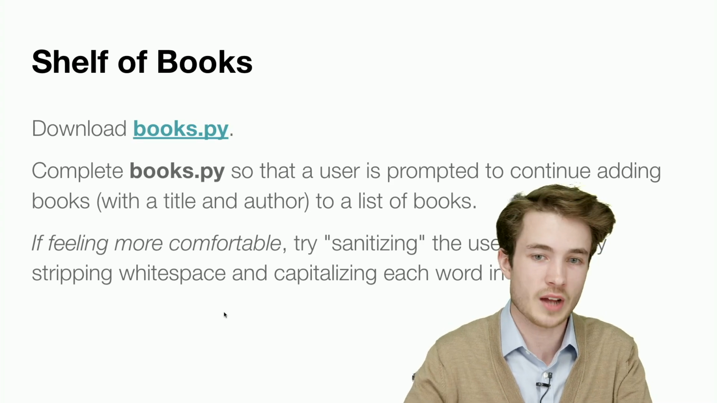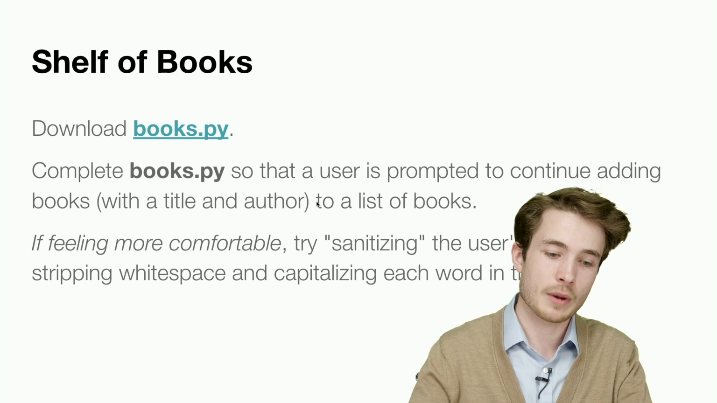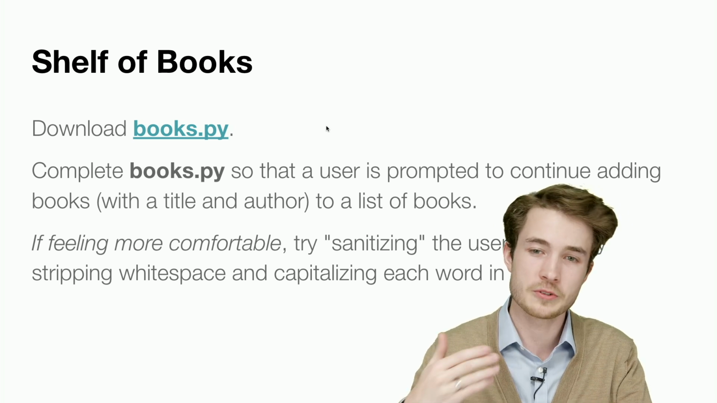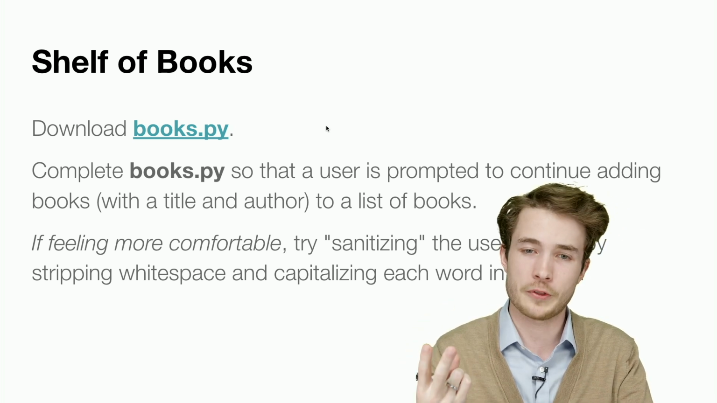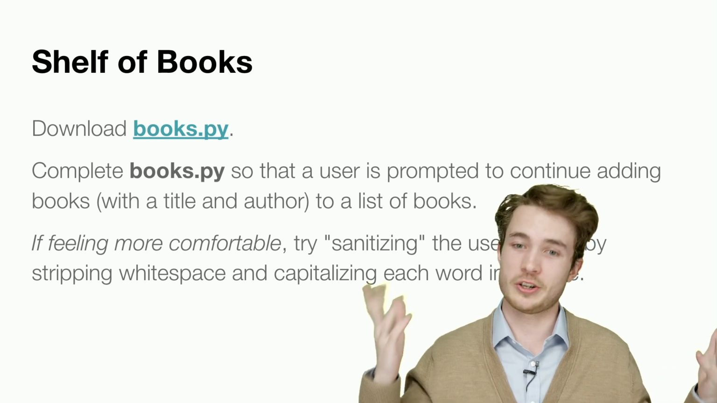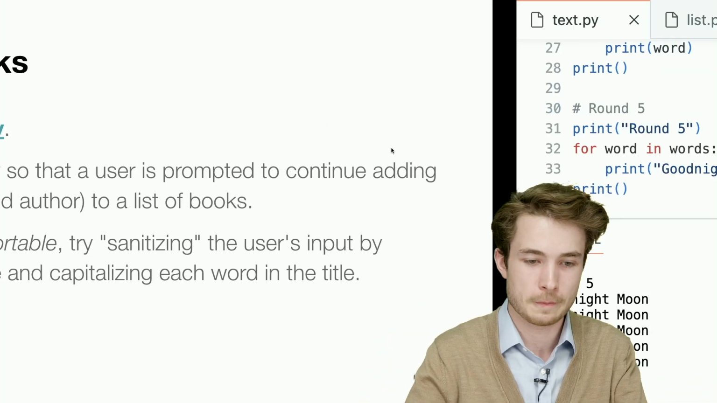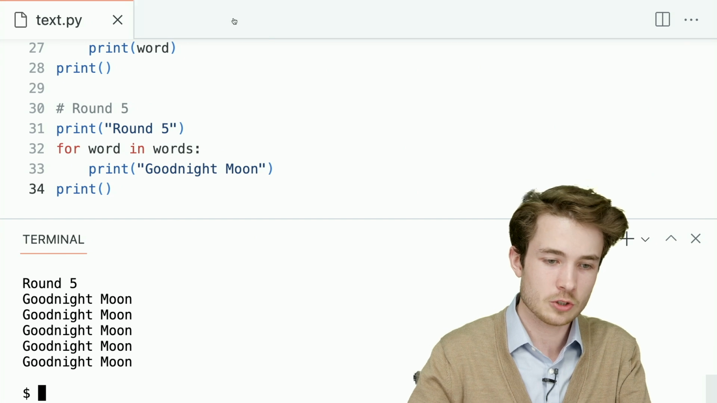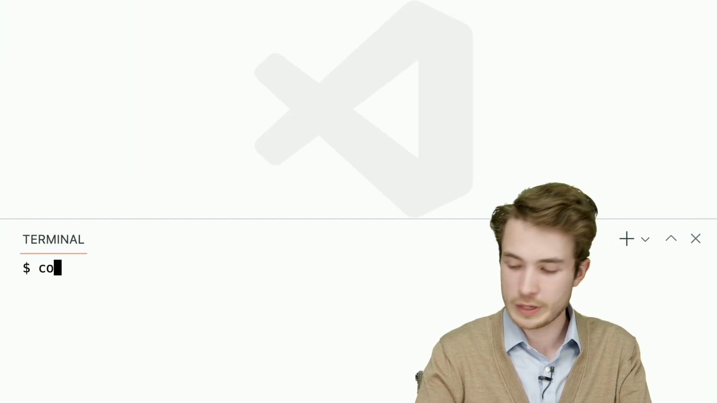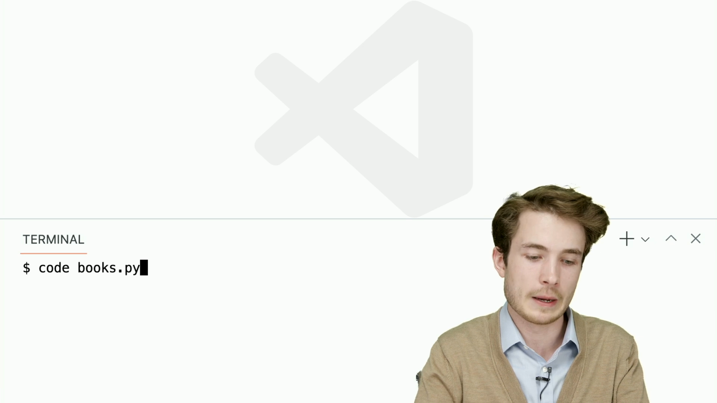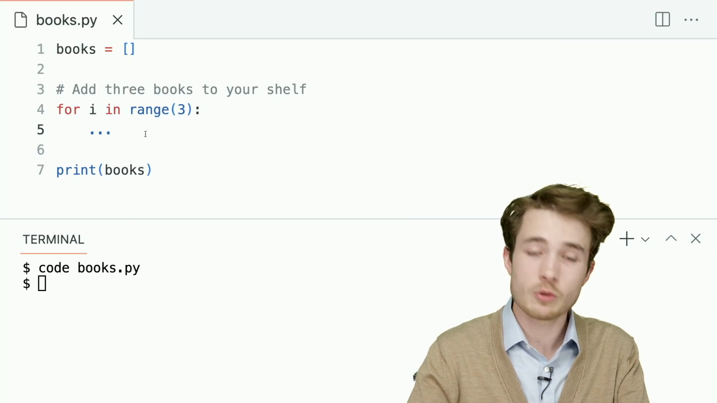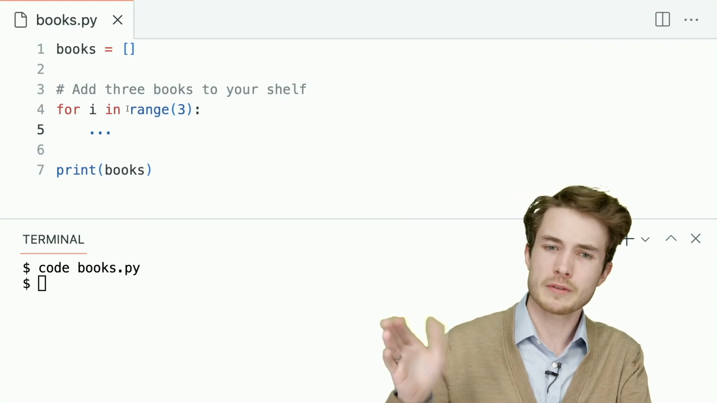Let's go to books.py, and inside of books.py, we'll actually make sure we can prompt the user for a title of a book and an author, and we'll add that to our bookshelf, which is a list of books in this case. So let's go back over here, and let's close out some old files, and maybe we'll go ahead and code up books.py.